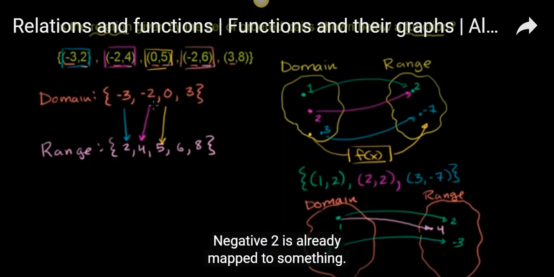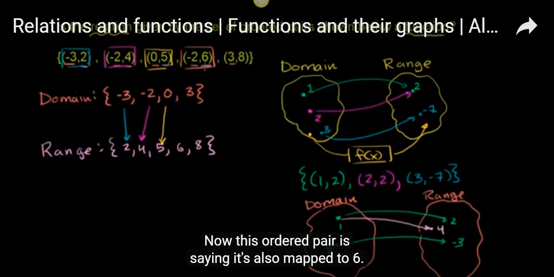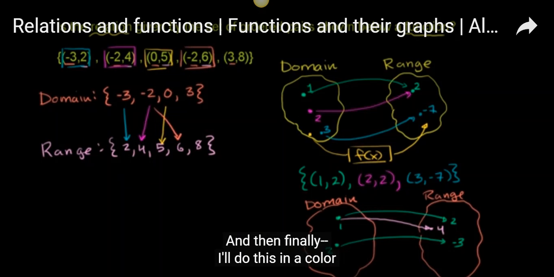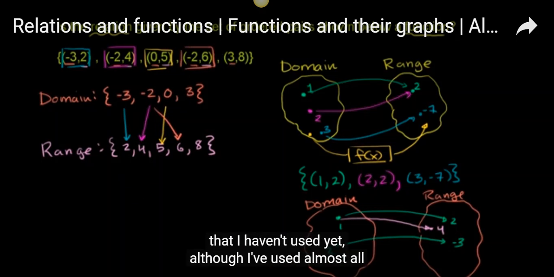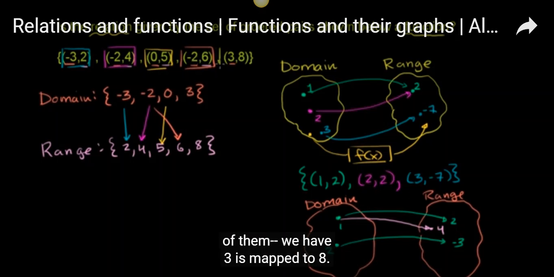Now this is interesting. Negative 2 is already mapped to something, and it's now this ordered pair saying it's also mapped to 6. And then finally, I'll do this in a color that I haven't used yet, although I've used almost all of them. We have 3 is mapped to 8.